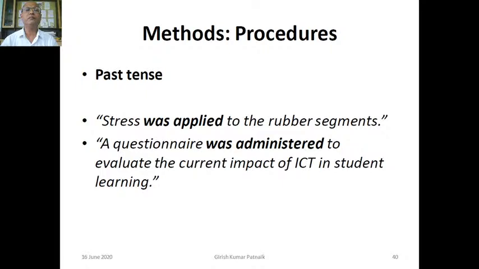Now while writing the procedure, again I said like the procedure that you followed, it is at the time of experimentation, and currently I am writing it. So since currently I am writing it, so for me the procedure that I had followed, that is past. So while writing the procedure that you followed as a part of method, that is a past tense. So you can see very well, stress was applied to the rubber segment, so I am using a past tense here. A questionnaire was administered to evaluate. So this is in the past. So whenever you want to say the procedure at that time, it should be past always.